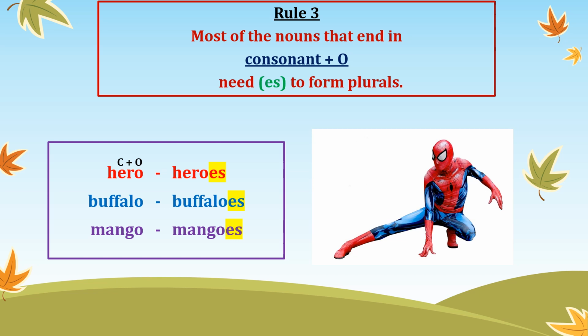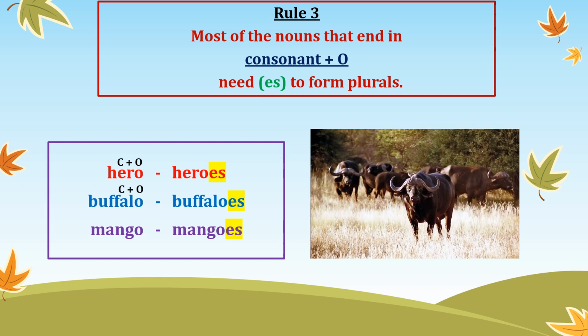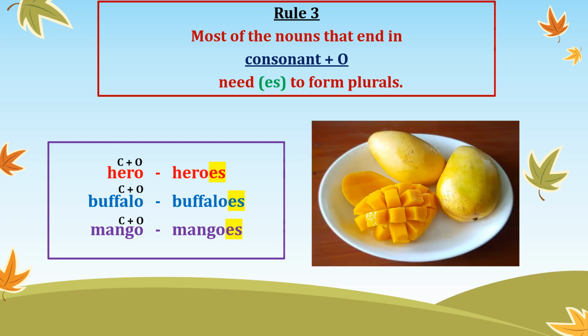Similarly, the next one is buffalo. And this word buffalo is ending with o. And just before o, you have a consonant, that is l. So it is matching rule number 3, that is consonant plus o. So that means you have to add es to make it plural. Buffalo will become buffaloes. Mango again has o in the end and just before o there's a consonant. So again add es to make it plural and mango will become mangoes.